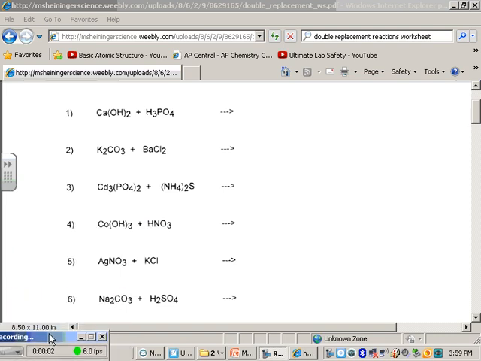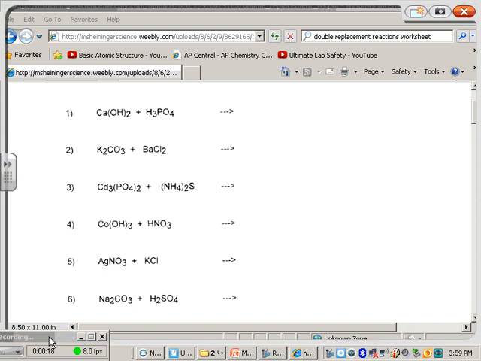Okay, we're going to practice doing some double replacement reactions. You should have your ion sheet out while we do these because that will help you figure out the charges for the ions. Also your periodic table. The back of your periodic table is helpful too for these polyatomic ions.